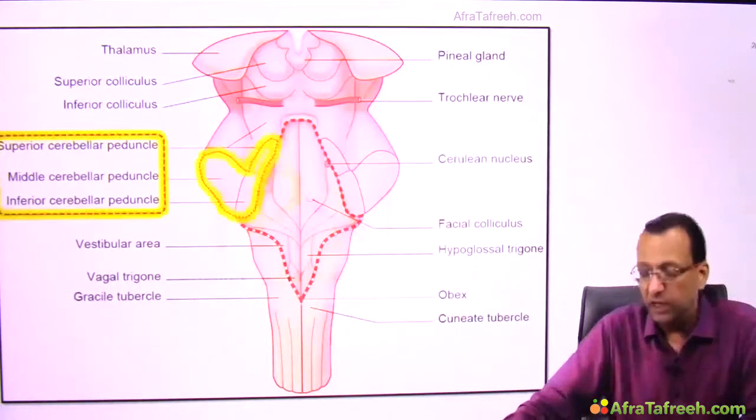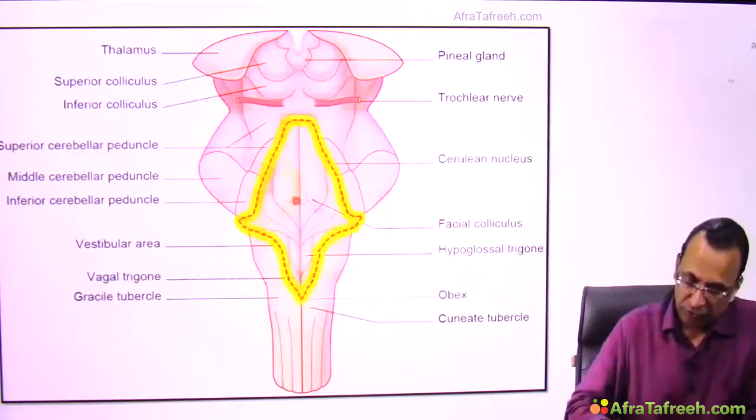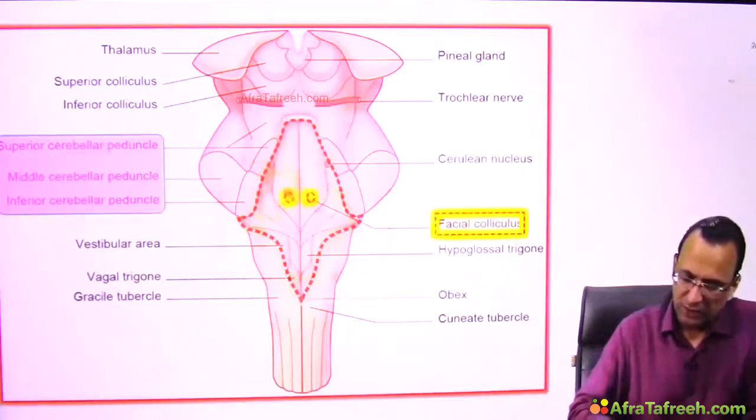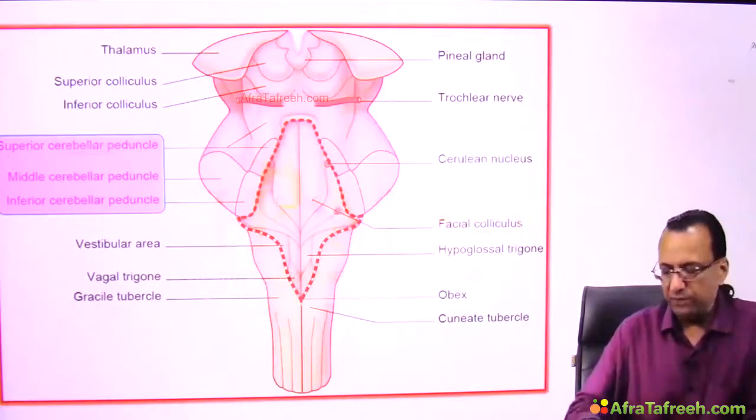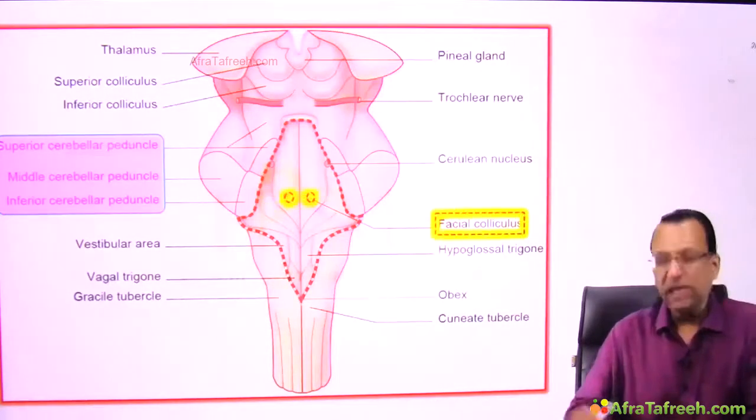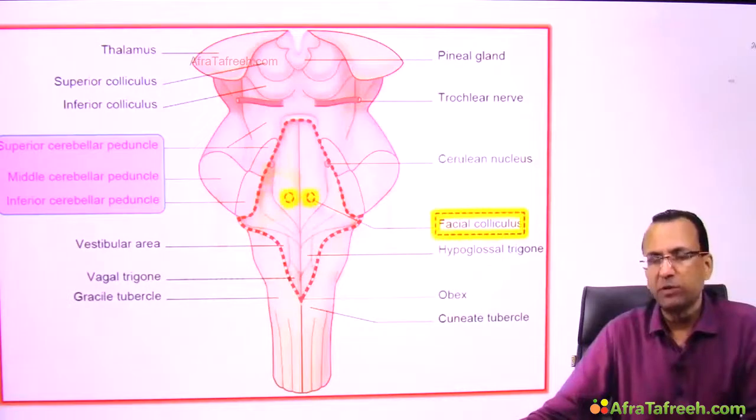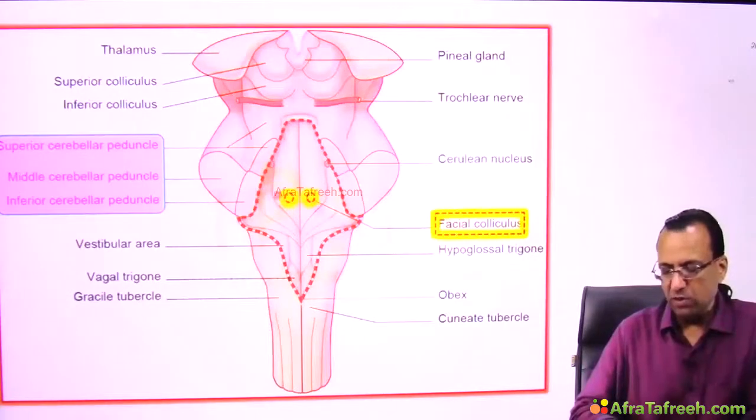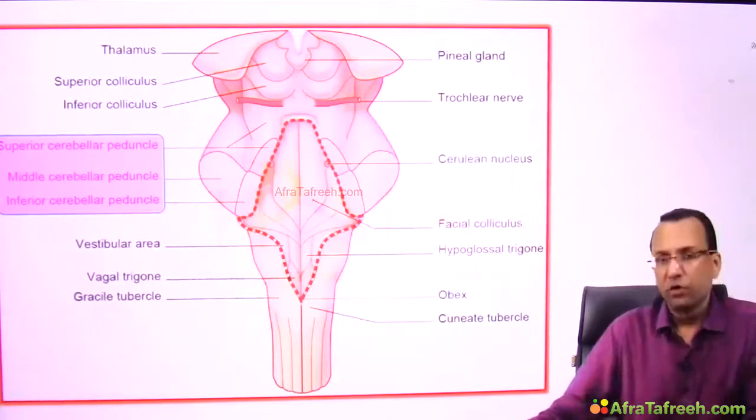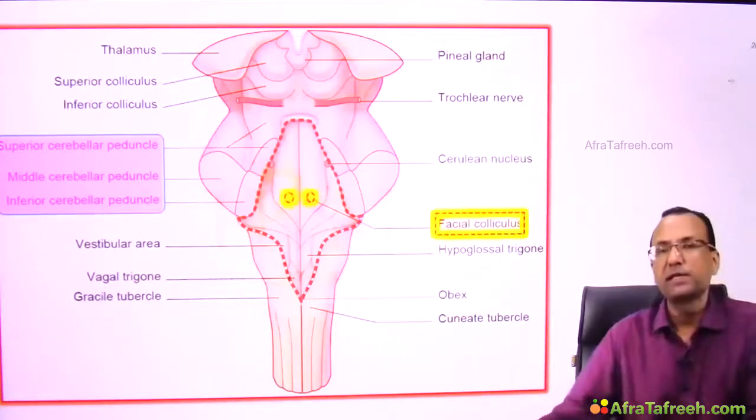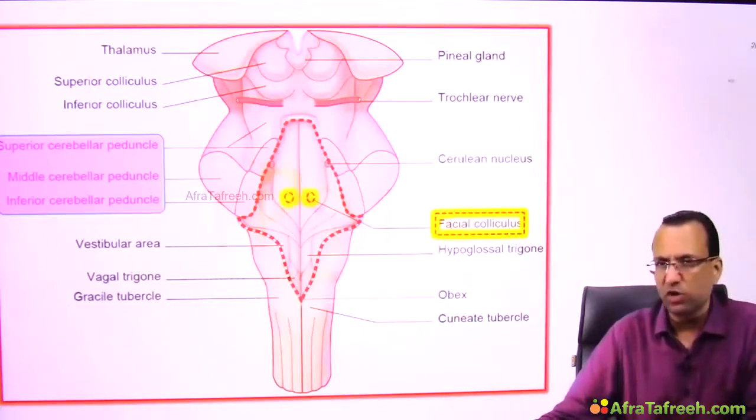What we want to do is look at the structures which are there at the floor. There is a rounded elevation called the facial colliculus at the floor of the fourth ventricle. It is produced by axons of the facial nerve, though deep to that is the abducent nucleus, but the abducent nucleus is not producing the elevation. Understand? The facial colliculus, the rounded elevation seen in the floor of the fourth ventricle, is produced by axons of the facial nerve. Maybe deep to that is the abducent nucleus, but that nucleus does not produce the elevation.